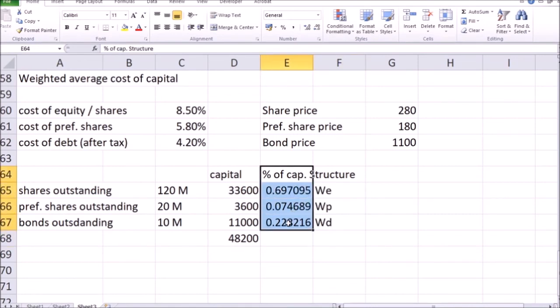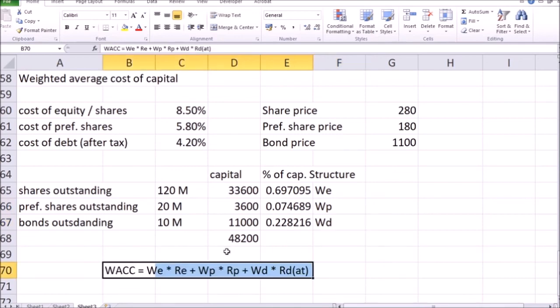These are going to be our weights: the weight of equity in the capital structure, the weight of preferred stocks in the capital structure, and the weight of debt in the capital structure. So lastly, to find the weighted average cost of capital, that's simply the sum of the products of the weights times their corresponding cost of capital. So the weight of equity multiplied by the cost of equity, plus the weight of preferred stocks multiplied by the cost of preferred stocks, and the weight of debt multiplied by the cost of debt after tax.